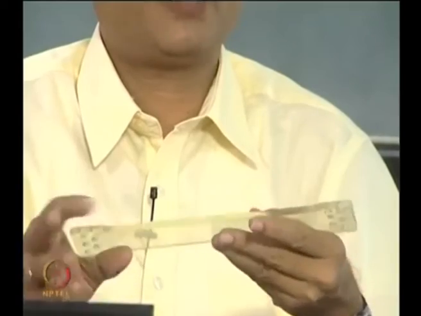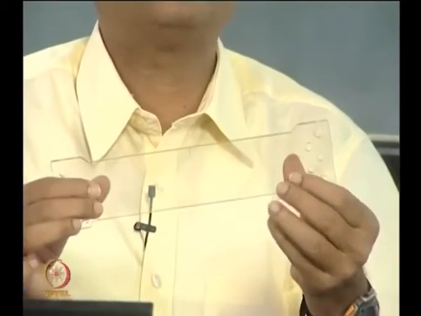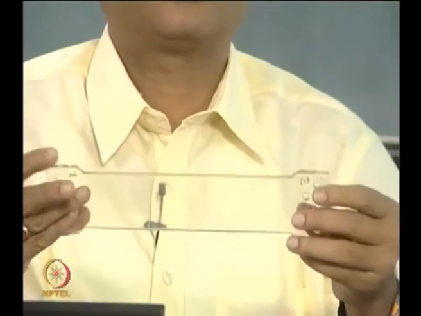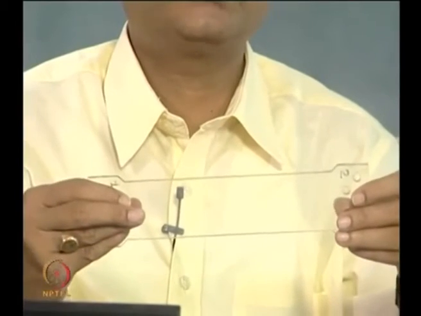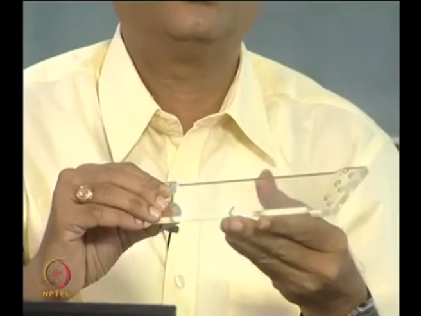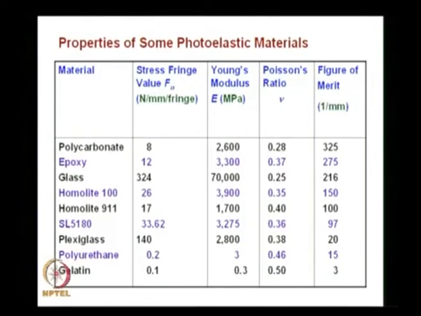A long time back we had mentioned, when you want to find out isoclinics, it is desirable that you use a perspex model because it has a very high material stress fringe value. So, you will see isoclinics a lot more clearly, because isochromatics would not develop for smaller loads, and the properties are summarized here. Some properties are listed.